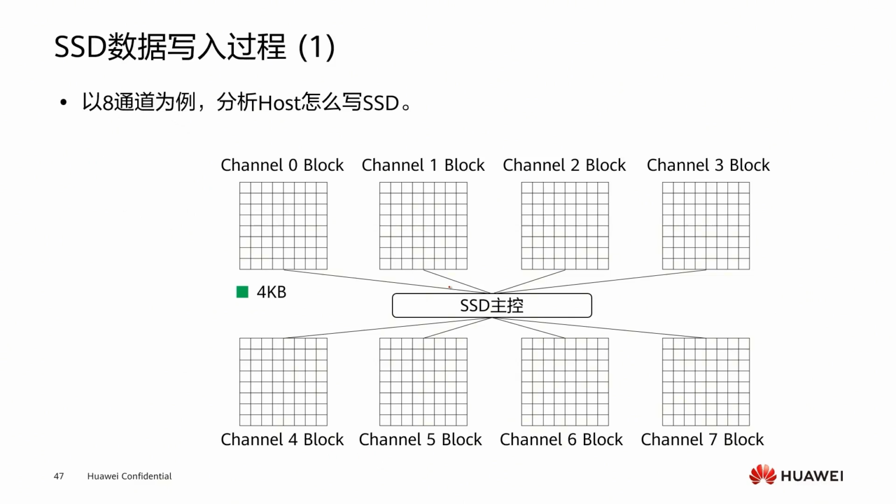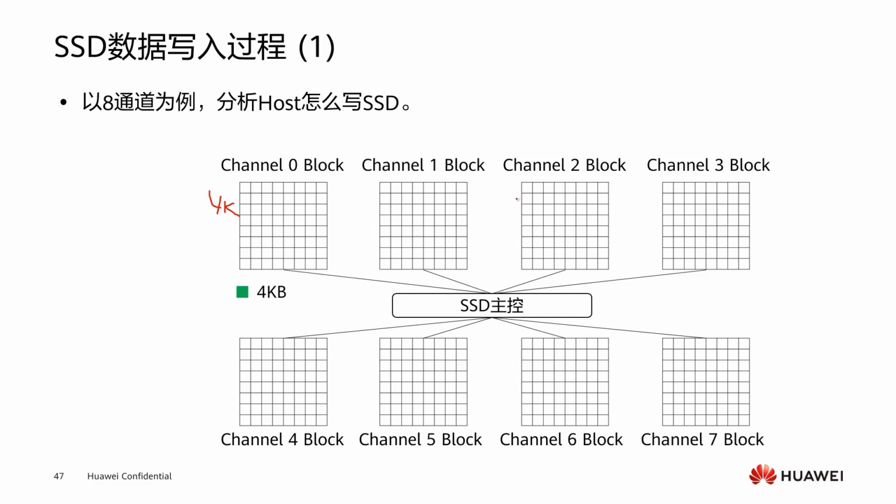Take 8 channels as an example. Let's analyze how our host reads and writes the SSD. The master control connects 8 flash banks through 8 channels. For easy explanation, only one block is drawn here for each bank. Each small square represents a configuration. Assume the size is 4 KB. The host writes 4 KB of data to the block of channel 0, occupying one configuration. If the host continues to write 16 KB of data, it will write 4 KB in the block of each of the following channels.